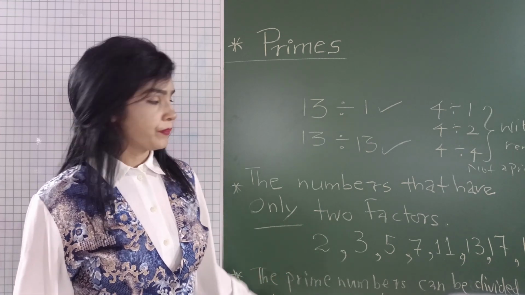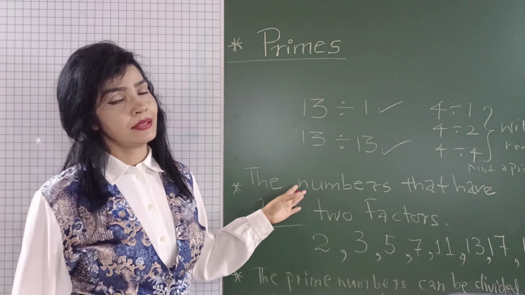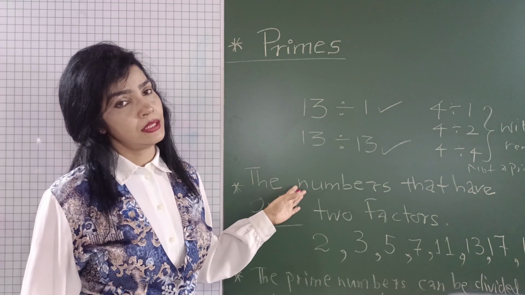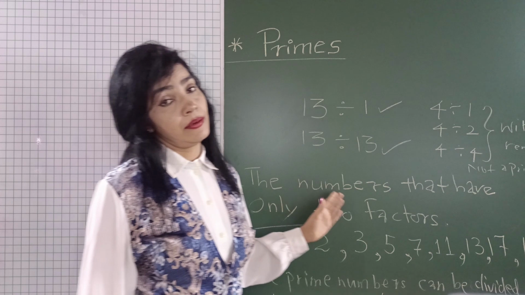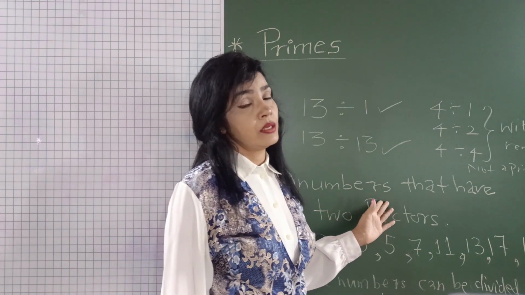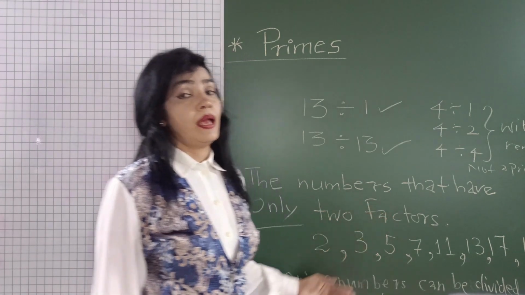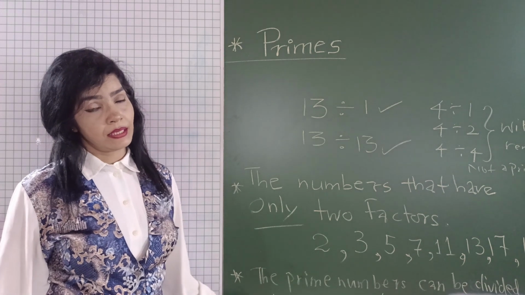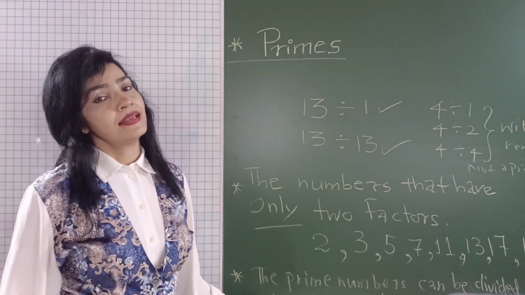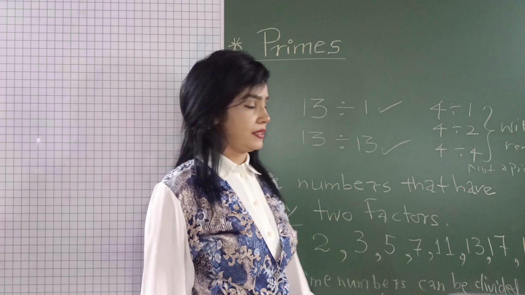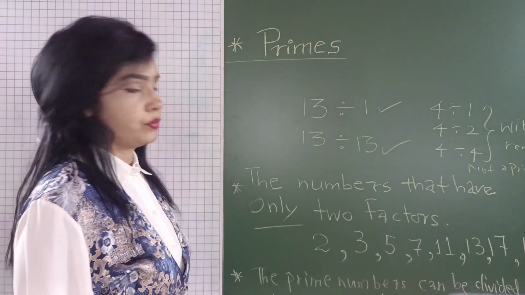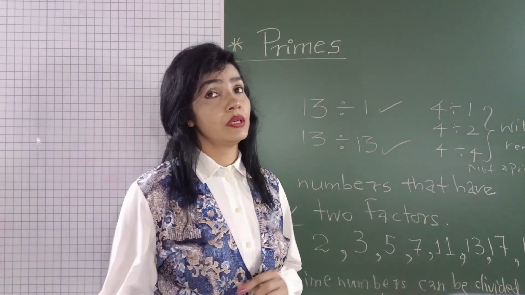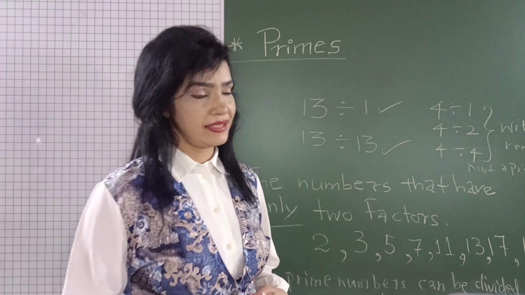Is that clear to you? So what are the main two things that we have to remember about the prime numbers? The prime numbers have only two factors and the prime numbers are divisible by 1 and itself. Very good. Okay, now we will look into some prime number questions.